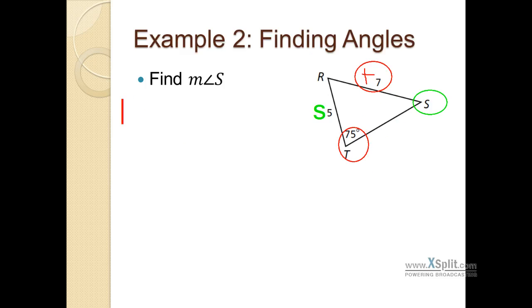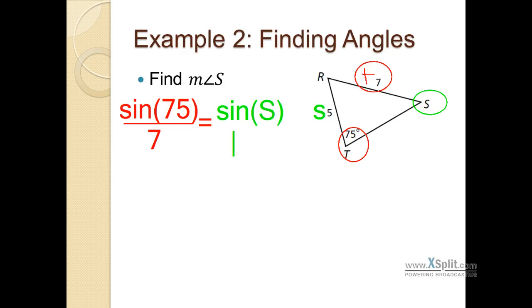I'm going to go ahead and write a law of sines equation now, sine of 75 degrees over our side T. So here's our angle T and side T, put those together. And on the other one, we don't know how big angle S is, but we do know the opposite side is 5, so we can write that out. From here, we can go ahead and cross multiply.